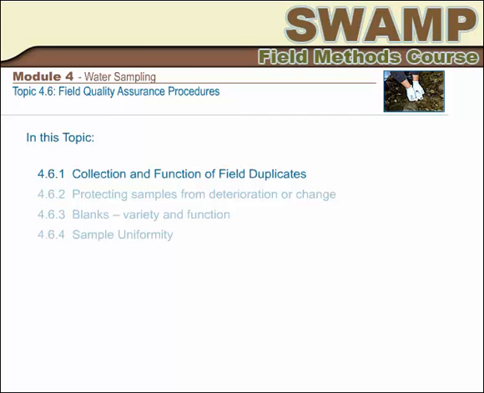The first subtopic describes ways to check the reproducibility, also referred to as the precision, of the sampling and analysis effort. The second and third subtopics show ways to protect sample integrity and prove lack of sample contamination. The issue of sample uniformity, which may be relevant during low flows or when moving patches of contaminated water are suspected, is addressed in the fourth subtopic.